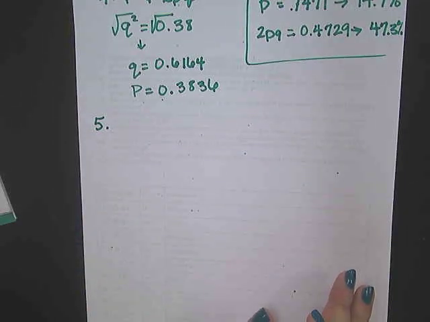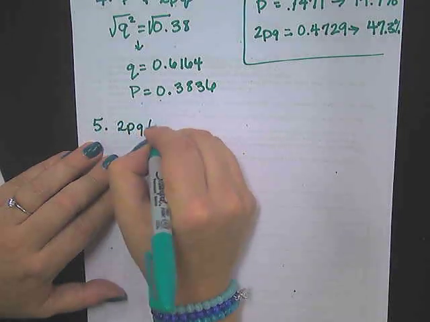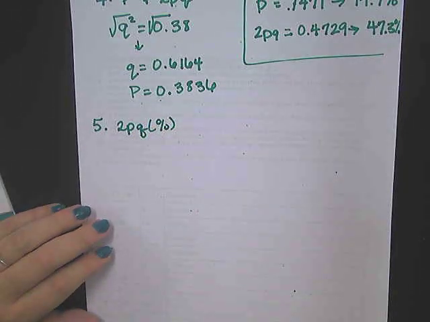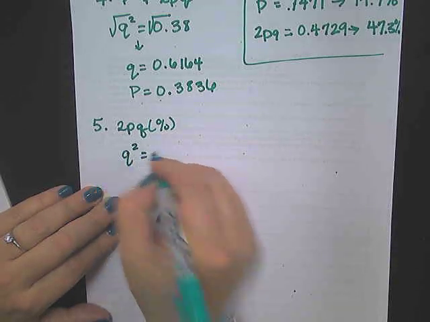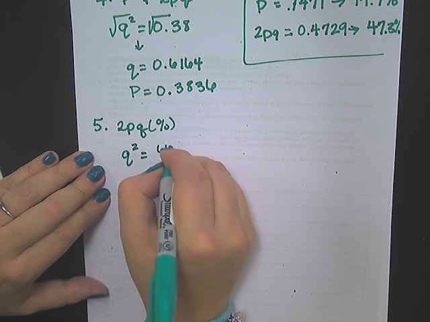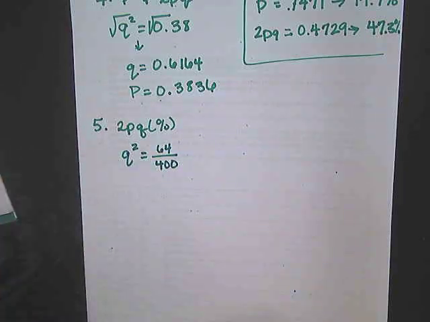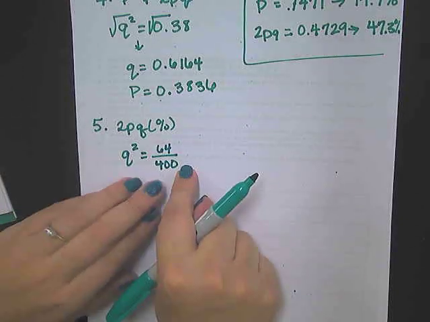Allele T is the ability to taste over a lowercase t. In 400 university students, 64 were found to be non-tasters. Calculate the percentage of heterozygous students. So we're looking for 2pq, and then don't forget you want it as a percent. That's the heterozygous. So we're going to start with our non-tasters. That's q squared, and 64 out of 400 were found to be the non-tasters.